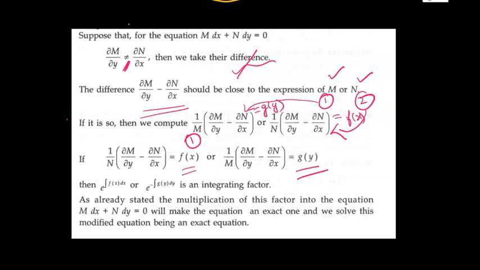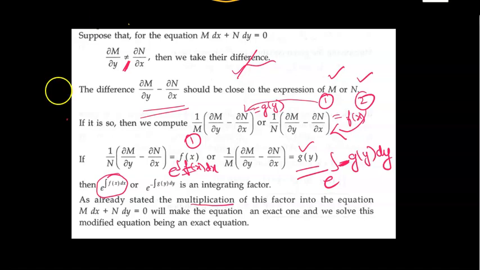If it is f of x, then e power integral f of x dx is the integrating factor. If this is case 1, e power integral f of x dx. If it is case 2, e power integral minus g of y dy. The negative sign is there if it is a function of y. Now, what we are going to do? We are going to multiply this integrating factor to your question. When you multiply this to your question, it will become exact. So, in this video, let us see one problem, either case 1 or case 2.